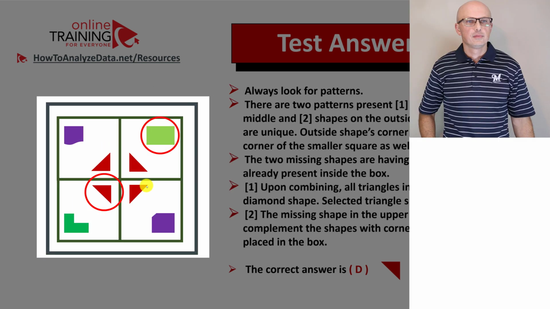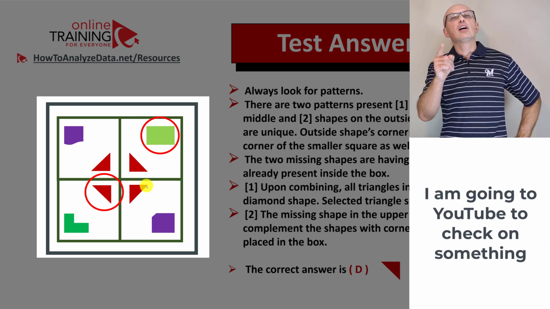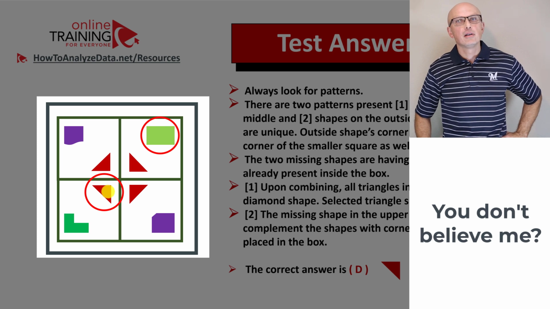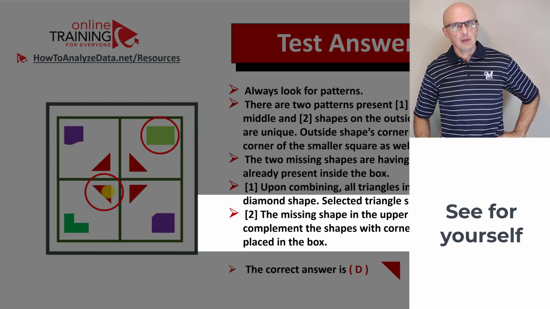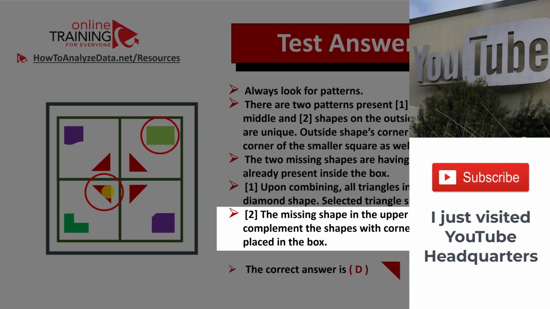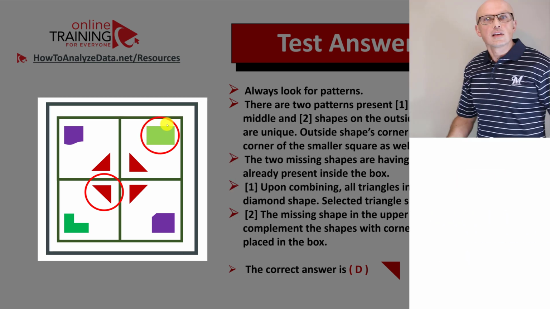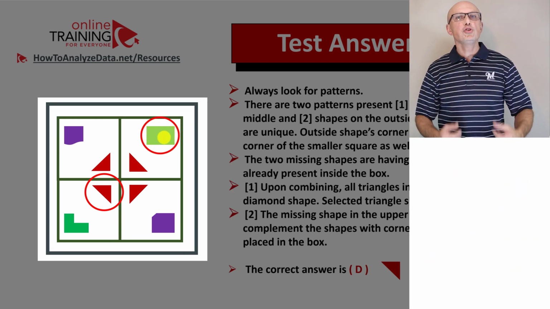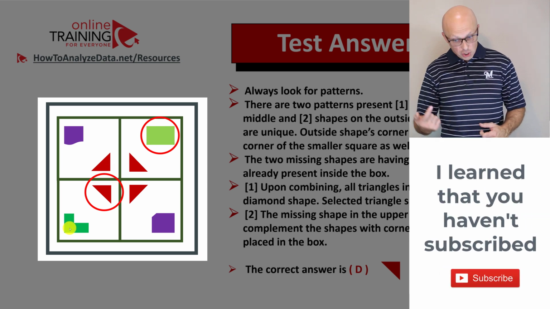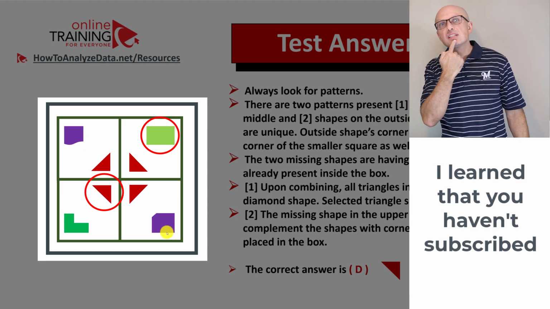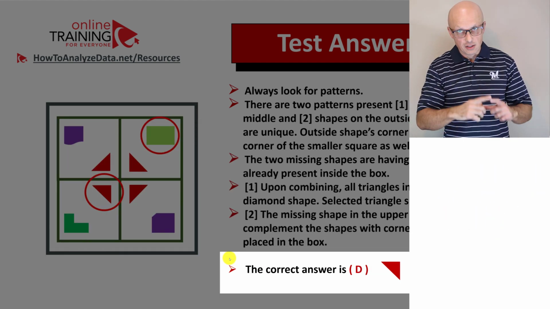Let's look at each one of these two patterns in more detail. You should look for the triangle which matches the color, and upon combining, it should build a diamond. For pattern 2, the missing shape in the upper right corner should complement the shapes with the corners that can be exactly placed in the box. In this case, we selected the green rectangle. You also notice that there is a pattern of green color on the opposite side of the squares, same as the purple colors on the opposite sides of other squares. So the correct answer here is choice D.